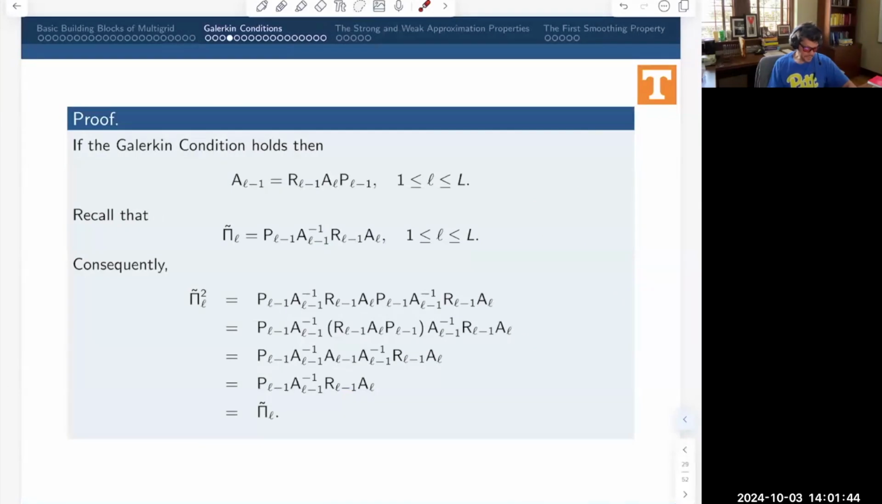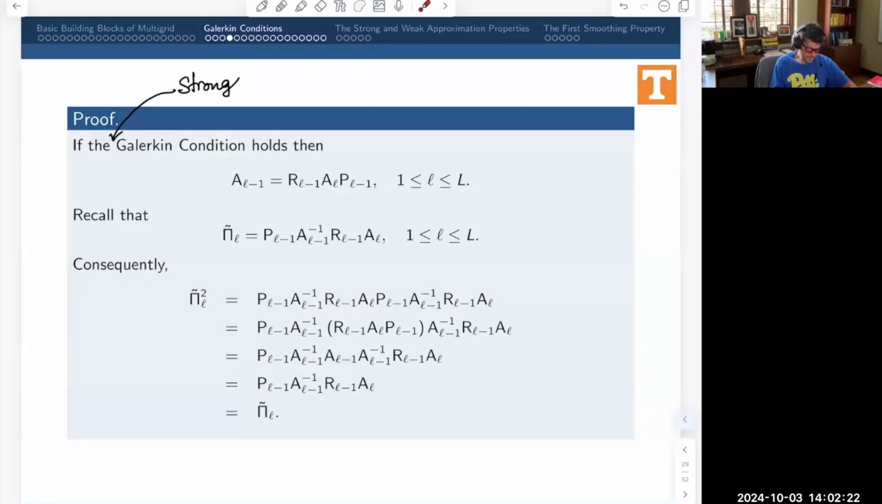All right, so let's prove this. If the strong Galerkin condition holds, what does that mean? That means A_{L-1} is R_L A_L P_{L-1}. The RAP condition holds. And we recall the definition of pi L tilde. It's P_{L-1} A_{L-1} inverse R_{L-1} A_L. That's the definition if you go back a few slides. And now all we have to do is plug in our definitions.